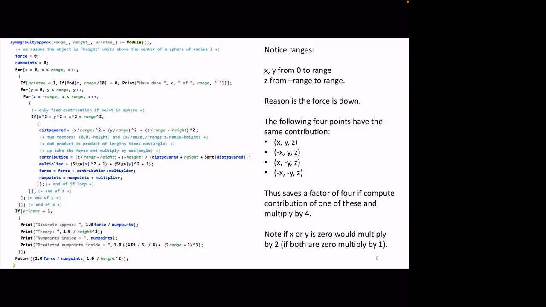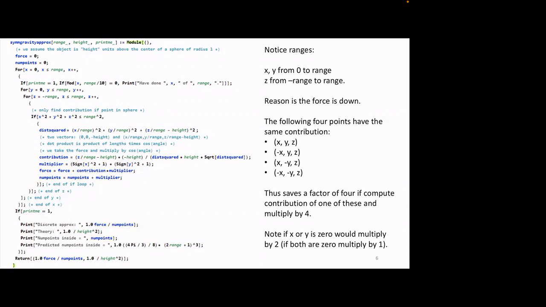Towards which part of the sun? Towards the center. So it's going to be pulled straight down. So the points (x, y, z), (-x, y, z), (x, -y, z), and (-x, -y, z) all contribute the same amount.